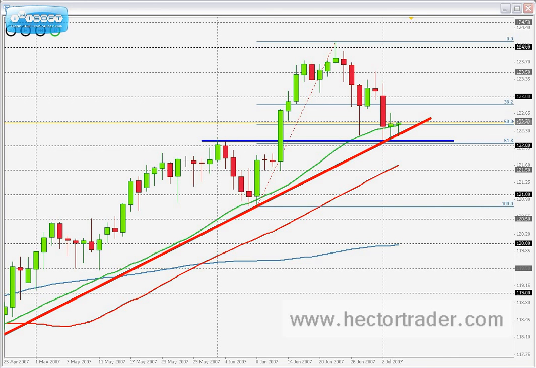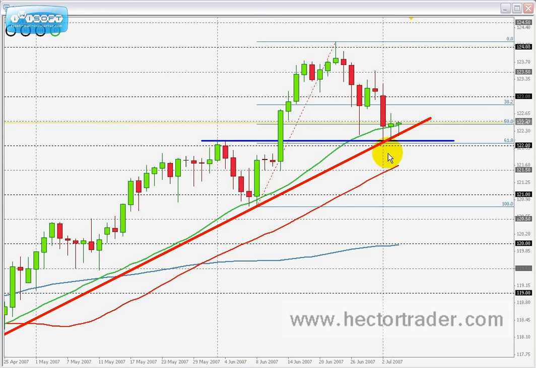Trend line traders also like that level because we have a trend line around that level. And round number level traders also like that level because, well, we have the 122.00 round number right there. So as you can see, we have plenty of elements coming together within very few pips, about 10 to 15 pips of each other.